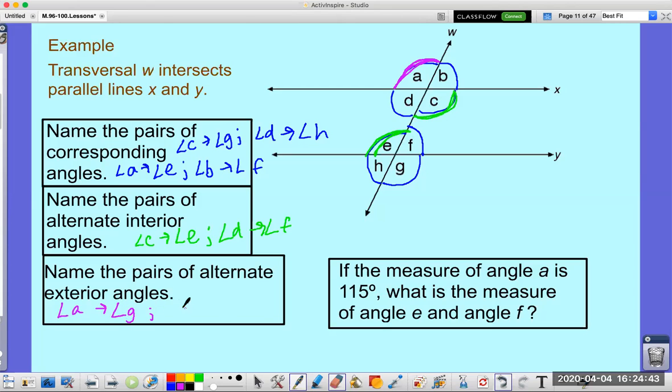The other pair is simply the remaining answer. You have angle B is the alternate exterior angle to angle H.